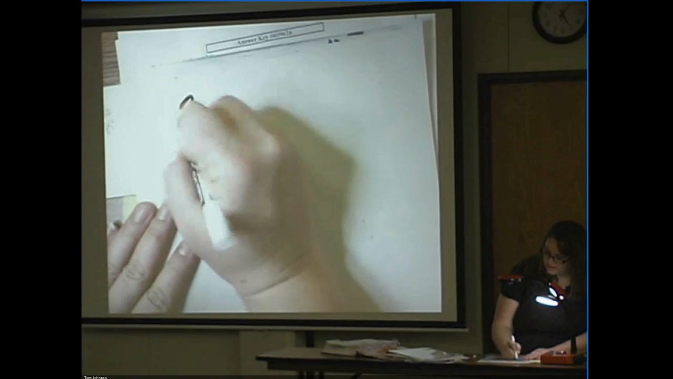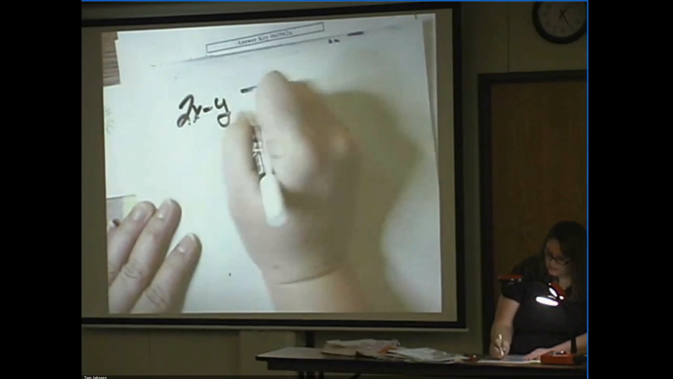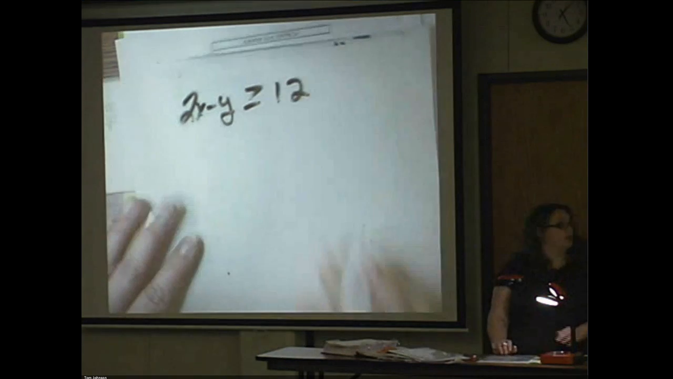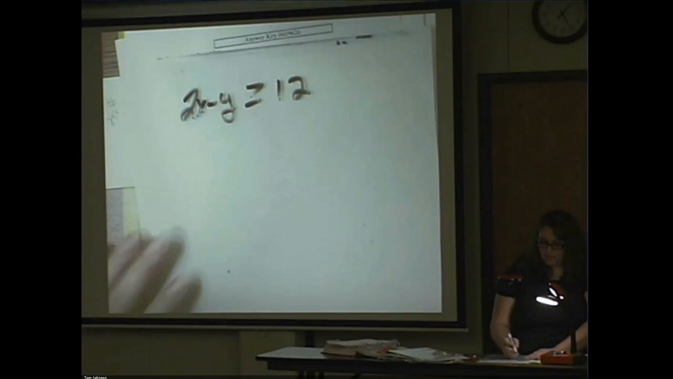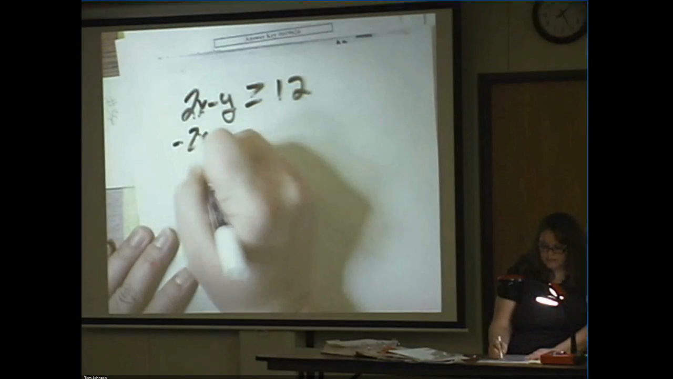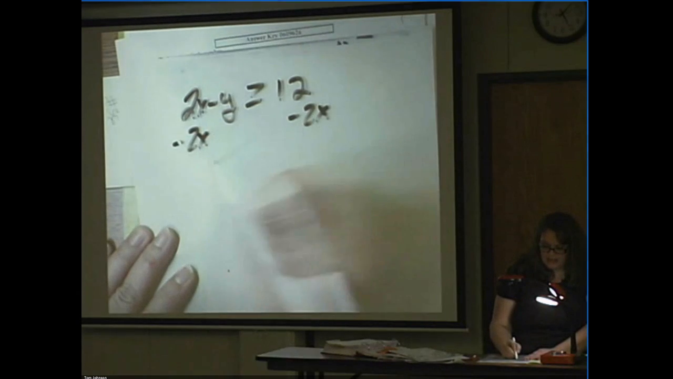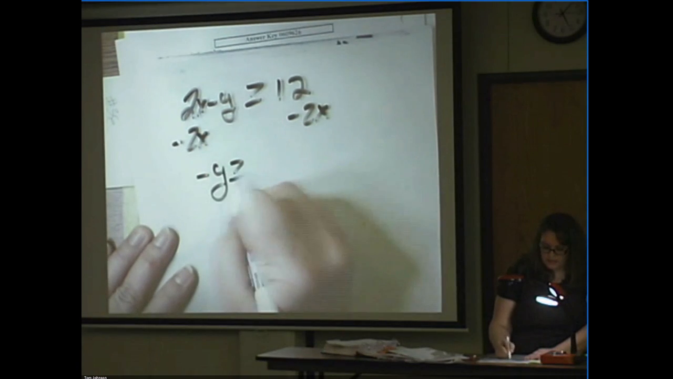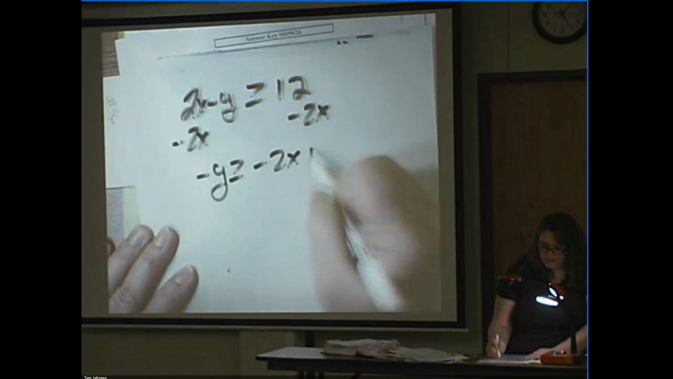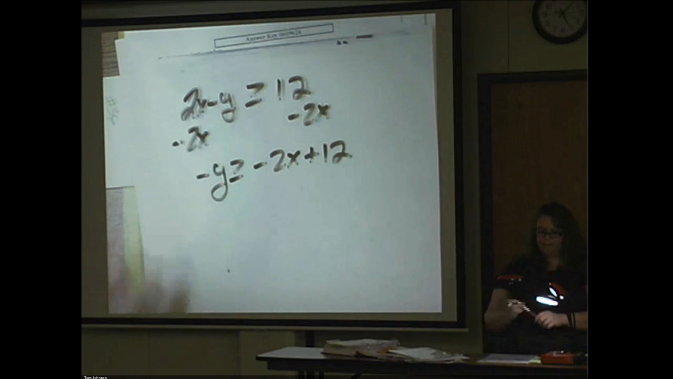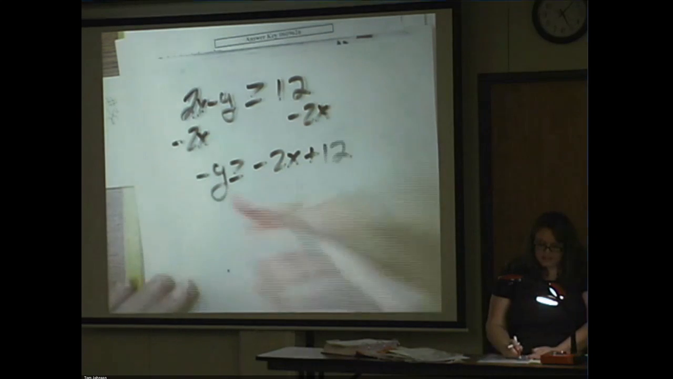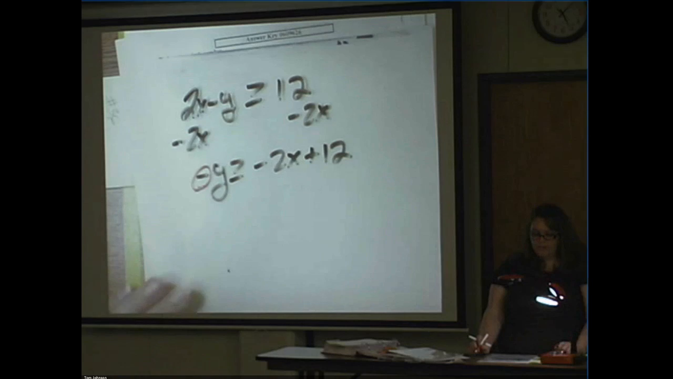we have 2x minus y is greater than or equal to 12. So to solve this one for y, I'm going to subtract 2x from both sides, and I get negative y is greater than or equal to negative 2x plus 12. Now this is an actual great one to look at, because I have a negative y right here. I can't have a negative y, so what do I need to do?